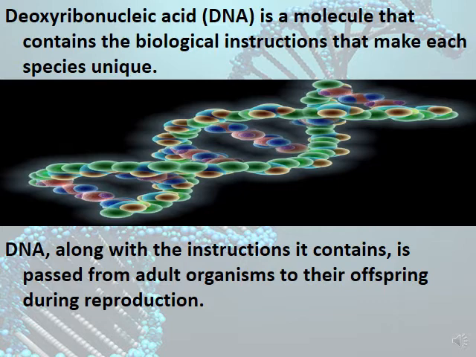So first, what is the DNA? DNA is deoxyribonucleic acid, that contains the biological instructions that make each species a unique one. DNA is passed from adult organisms to their offspring during the process of reproduction.